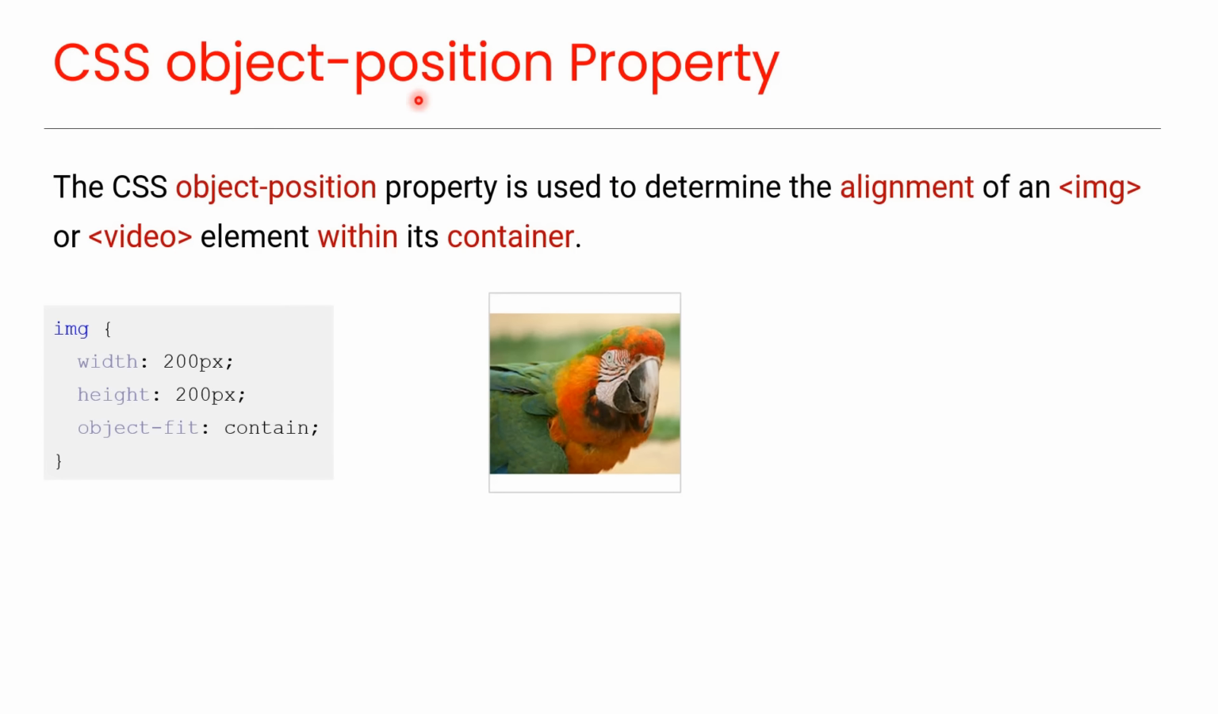CSS object-position property. The CSS object-position property is used to determine the alignment of an image or video element within its container. As you can see in this preview, the image is cropped to fit within the container because of the object-fit: contain property. By default, the image is positioned in the middle. We can adjust it by using the object-position property.